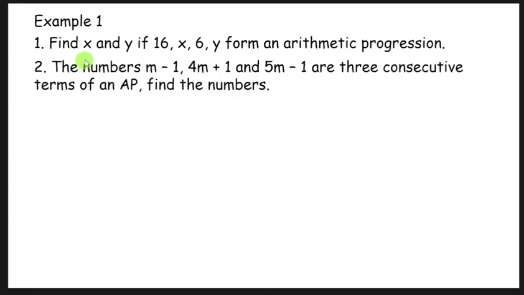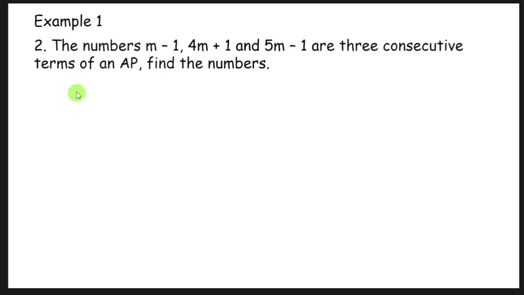So let's look at question number 2. Question number 2 says, the numbers m minus 1, 4m plus 1, and 5m minus 1 are the 3 consecutive terms of an AP or arithmetic progression. Find the numbers. We need to find all these numbers. So we are going to use the same mean. So we are going to say solutions.